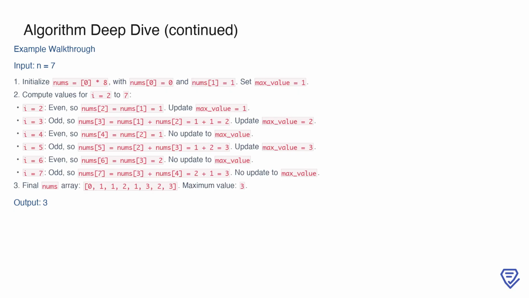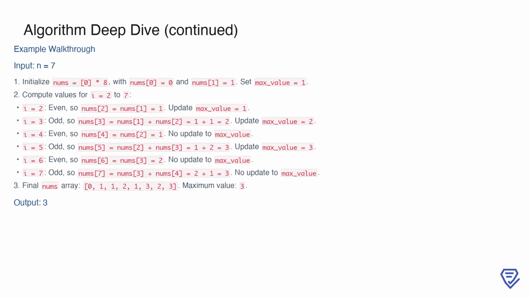To better understand the algorithm, let's go through an example with n equals 7. We begin by initializing the nums array with 8 zeros, setting nums[0] equals 0 and nums[1] equals 1. The max_value is initialized to 1. Starting from i equals 2, we compute each value step by step. For i equals 2, being even, nums[2] is assigned nums[1], which is 1.